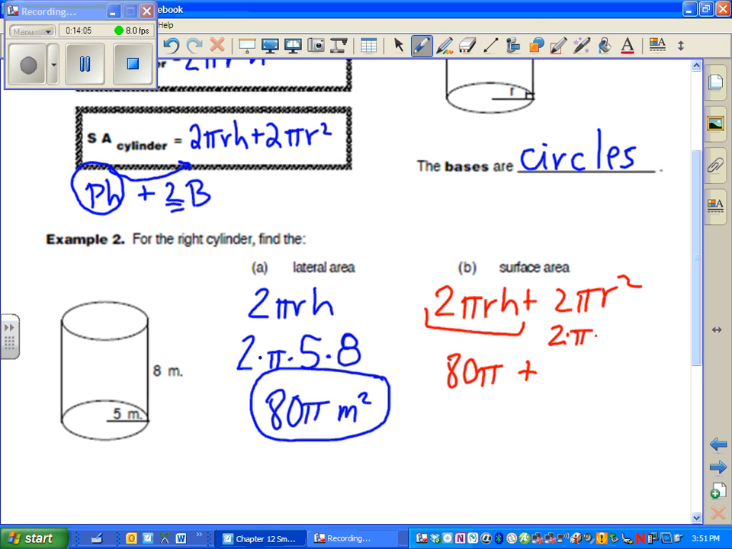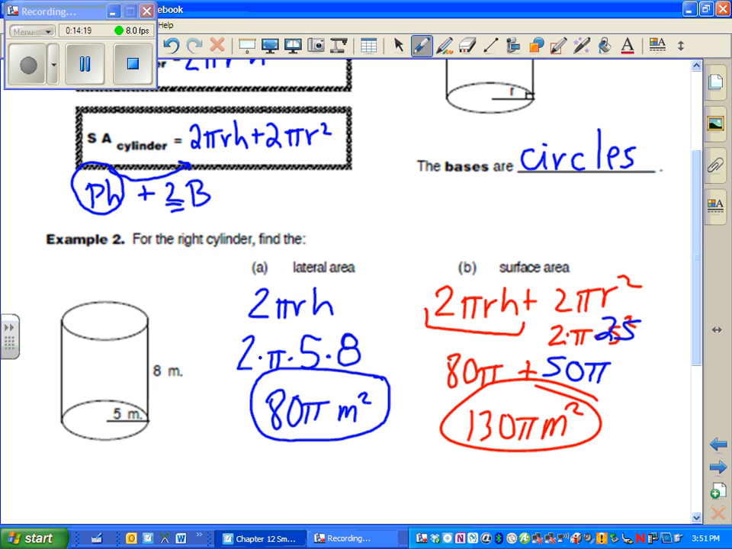2 times pi, the radius is 5. That's squared. 5 squared is what? 25. 25 times 2 is 50. So when you combine those together, you get 130 pi, and it's meters squared.